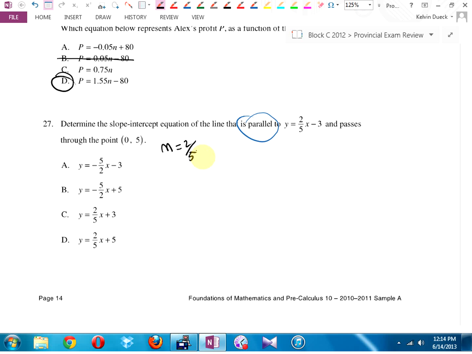But take a look at the point that they gave me. What's special about that point? What's 0?